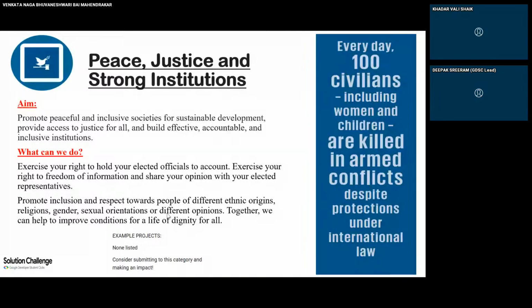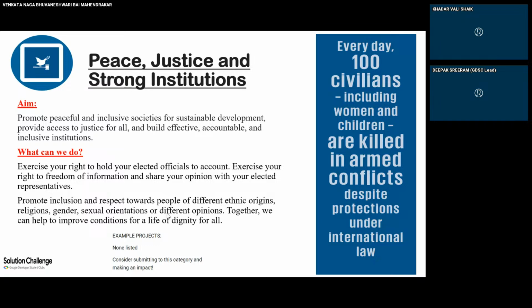Okay, this is about peace, justice and strong institutions. This is totally about promoting peaceful and inclusive societies for sustainable development, and to provide access to justice for all, according to law and everything. We should have inclusive institutions all over the country and all over the world. We should promote respect towards people of different ethnic origins.